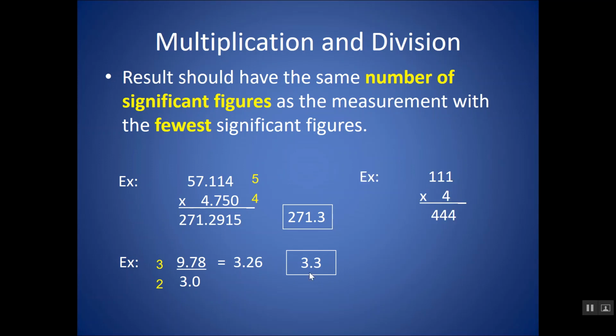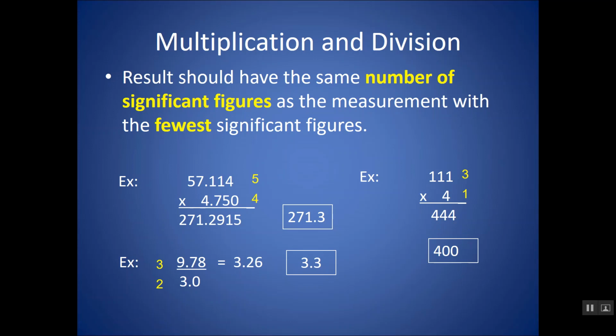Let's look at another example. 111 has 3 sig figs. 4 has 1, so I want to round my answer to just 1 sig fig. How would I round 444 to just 1 sig fig? Well, I would want just one non-zero and then make the rest zeros. Let's keep the first number, so I'm keeping the hundreds place, and make the others 0. I'd round that to 400. If this were 464, say, it would round up to 500. That's the rule for multiplication and division.